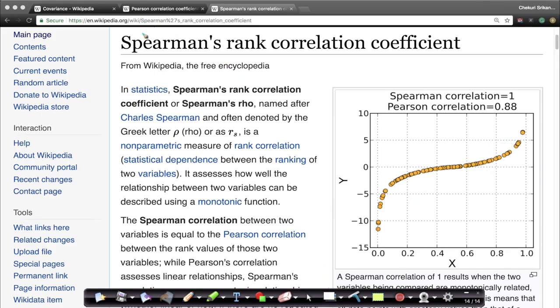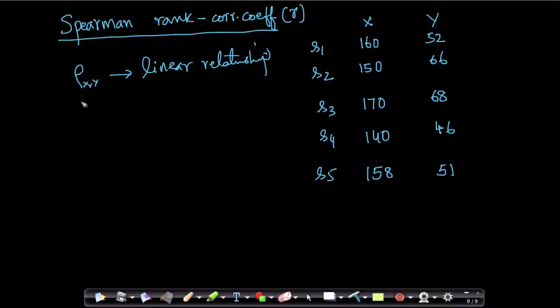So again, this is the page on Wikipedia for the Spearman rank correlation coefficient, right? So just to give you a quick overview of it. Let's say for this data set, for these random variables x and y, my Pearson correlation coefficient is 0.88, but my Spearman is perfectly 1. So first let's go through the mathematical concepts of what a Spearman rank correlation coefficient is.